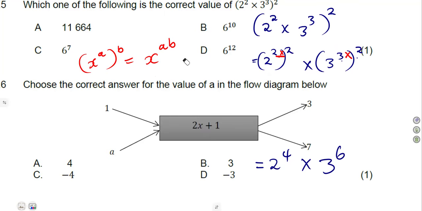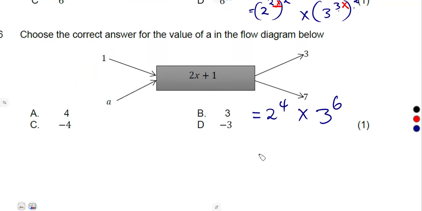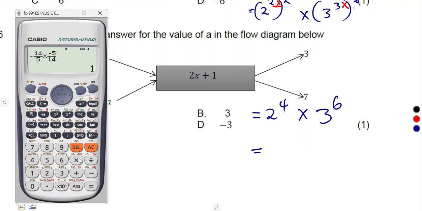We do not have any answer which is nearer to this. You can see that B, C, D, they are totally out of this. There is no law again to connect these two, as they have different bases. So what can I do? I have to simplify each. Guys, this is section A. Use your calculator. Just combine everything at once. Or you can simplify each.